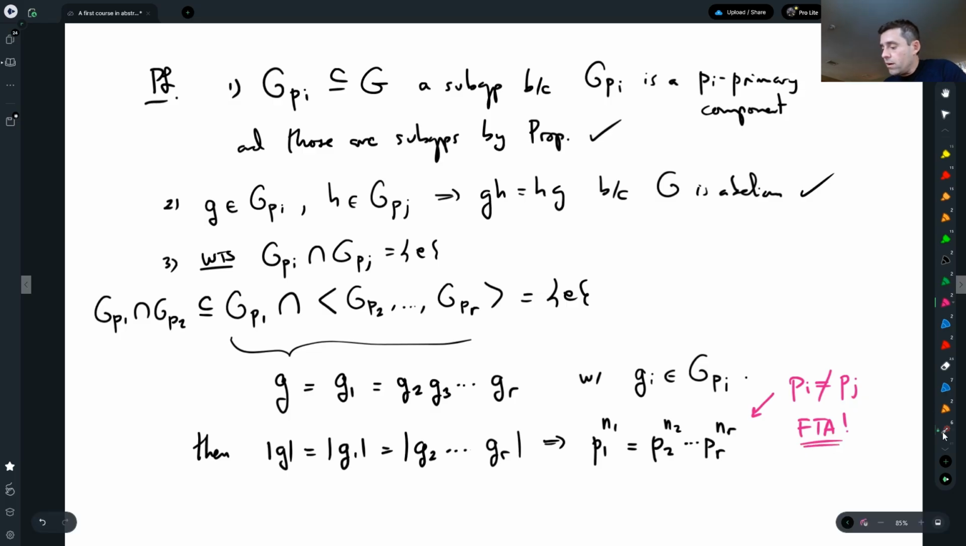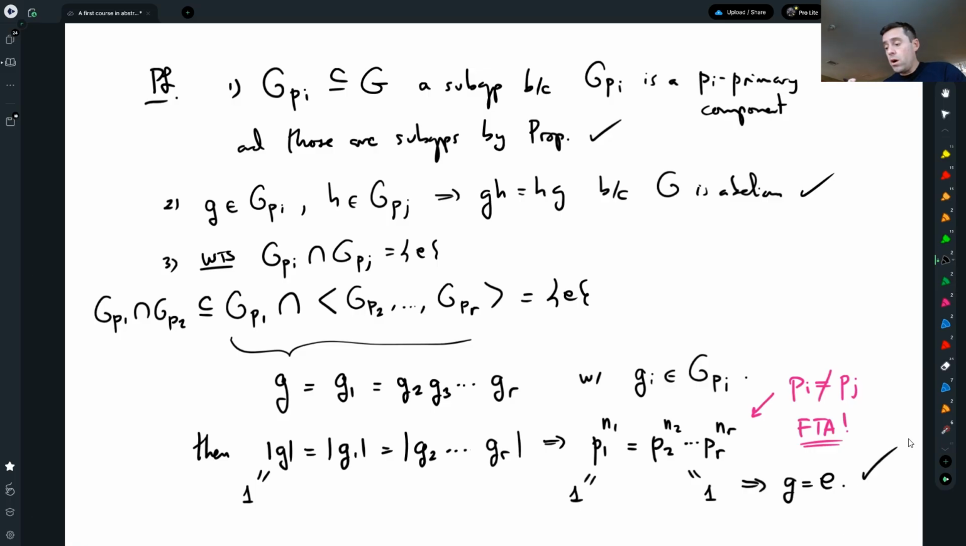So now I have an integer that can be written in two ways as a product of primes, and those are different primes. But the fundamental theorem of arithmetic tells me that this has to be the same factorization, and there is only one way that this can happen: only if this is 1 and this is 1, and therefore the order of g is 1, and that implies that g itself is the identity. So there is only one element in that intersection, and that is the identity, and that's what I wanted to prove.